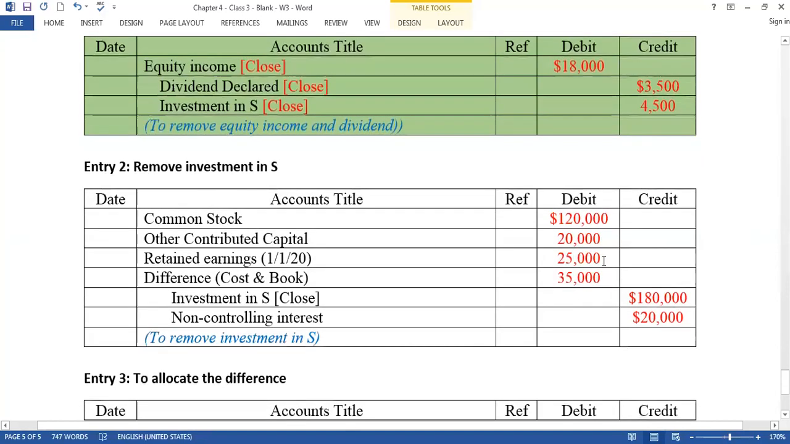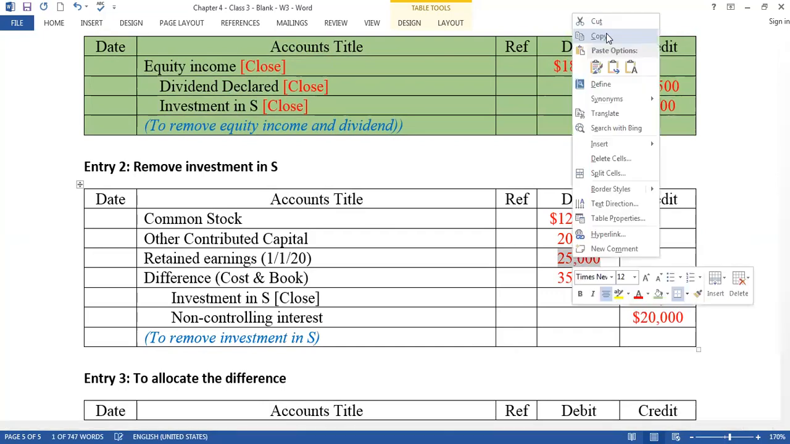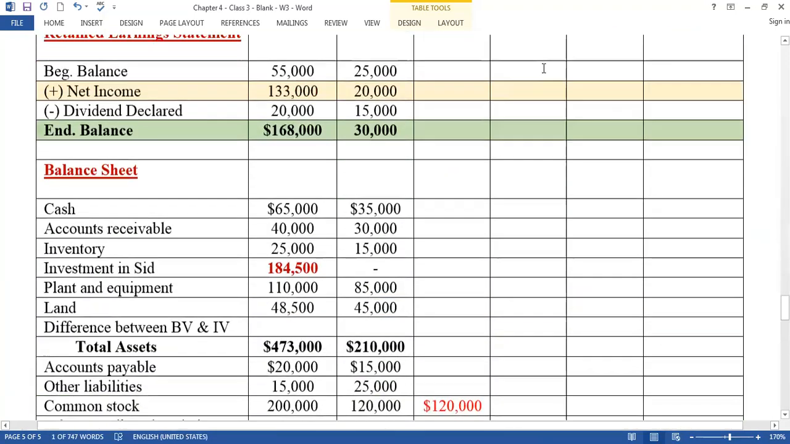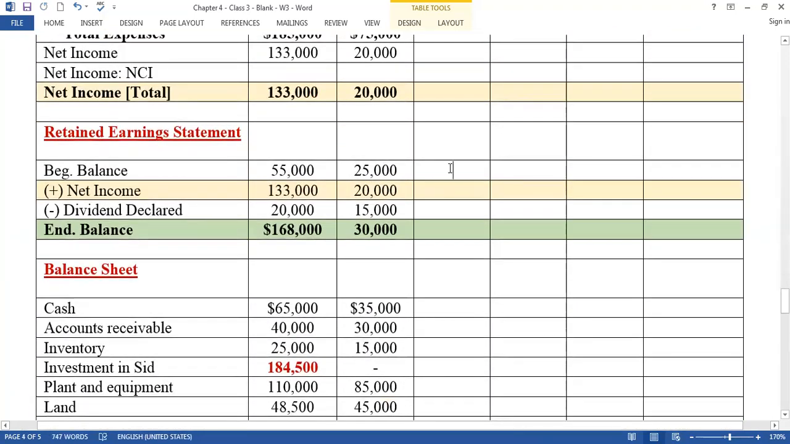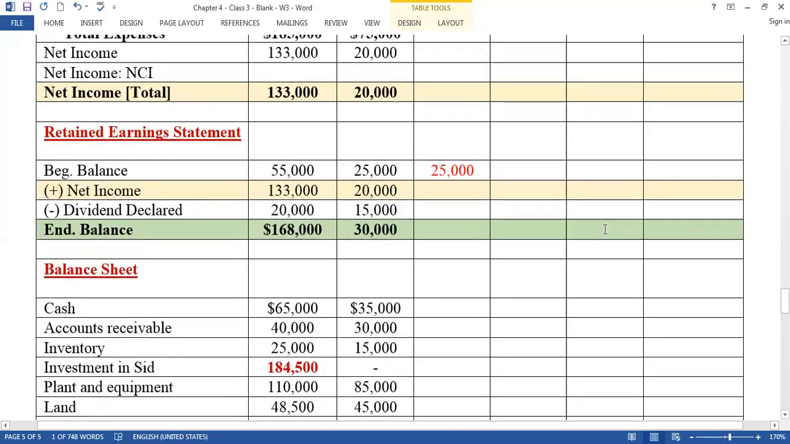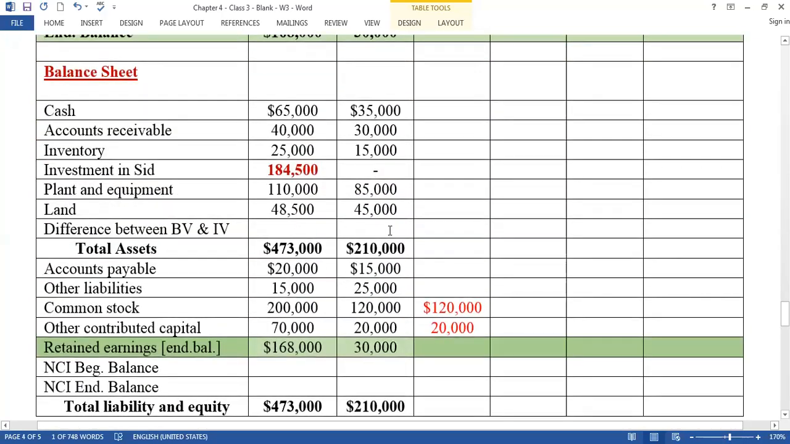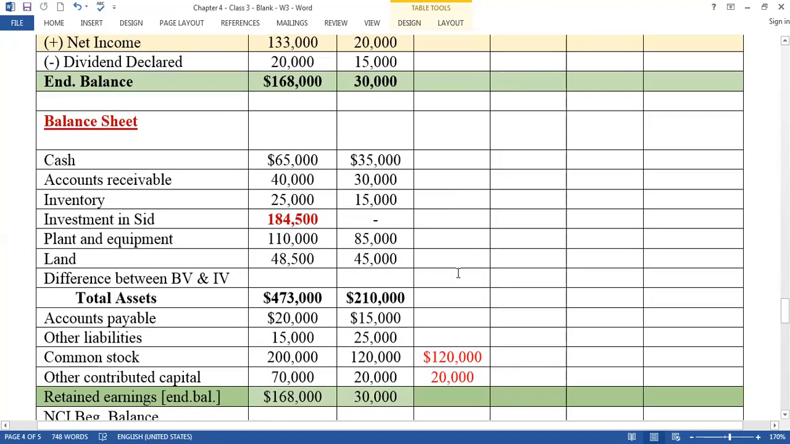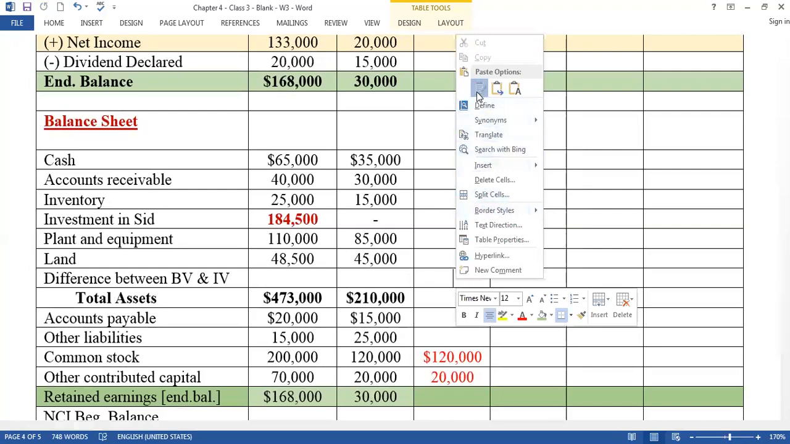Then we have $25,000 debit, beginning retained earnings. Where is the beginning retained earnings? This is the beginning retained earnings, $25,000 debit. Then we have $35,000 debit in the difference, right? So we already created a new cell for difference here, and this is the elimination column. Okay, and we write difference debit.